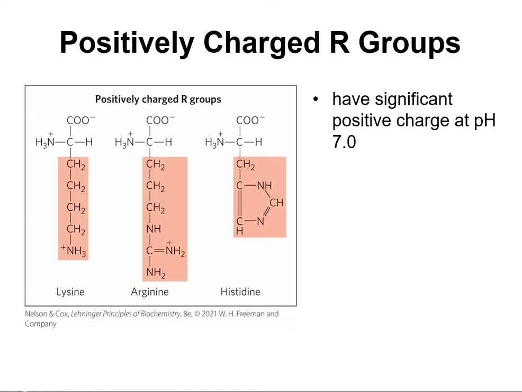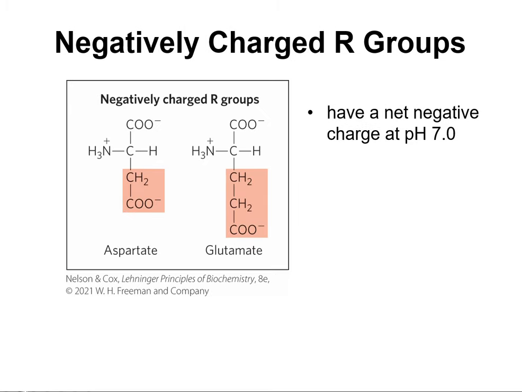We've got positively charged R groups. They have a significant positive charge at a pH of 7. And remember from chapter 2, pH 7-ish is pretty biologically relevant. So the charge around this pH is definitely relevant to protein structure and function. Then we've got the negatively charged R groups, and they have a net negative charge at pH 7. Again, you'll need to know these, so make sure that you recognize the structures and that you know the names.